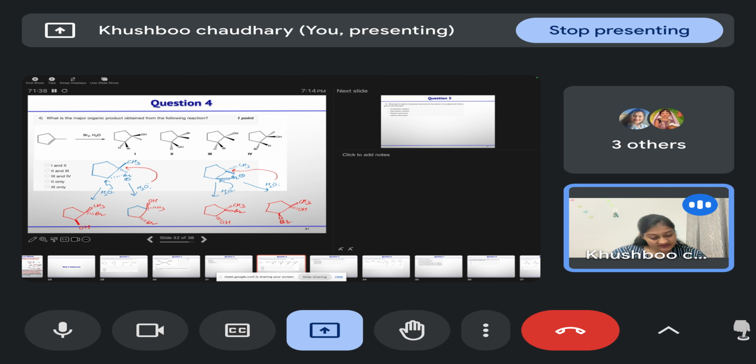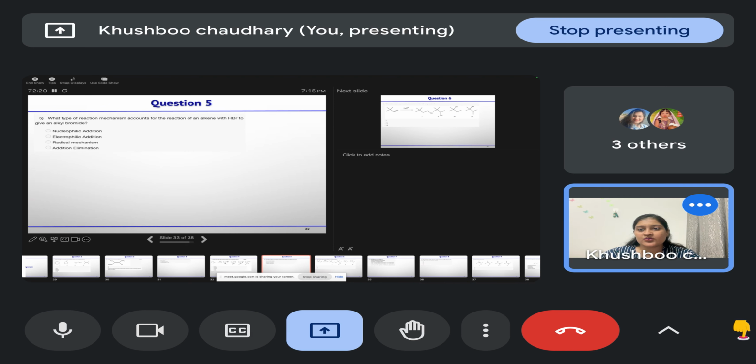So the major product is where the hydroxyl group is attacking the more substituted carbon. So this is your major product in this case, and this is your major product in this case. So this is your product third and fourth. So the correct option is third and fourth. Clear? Okay, ma'am. No doubt, right? No, ma'am. Kasturi, is this clear to you? Clear. Okay.